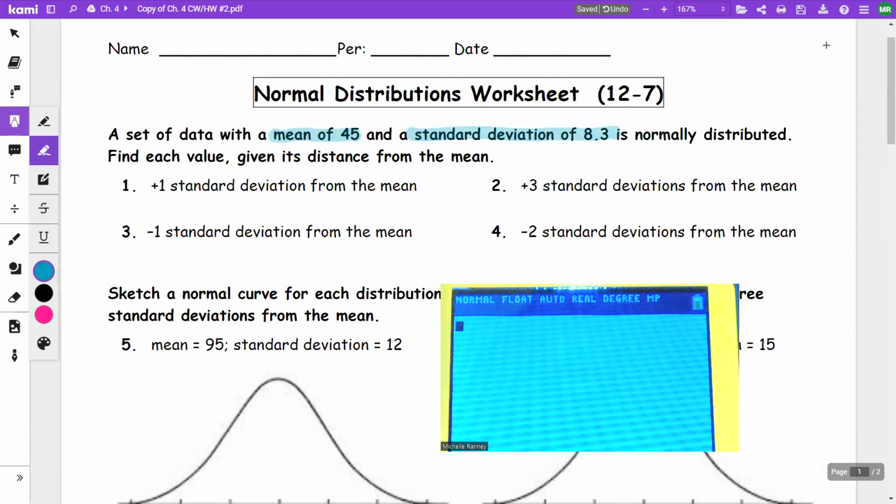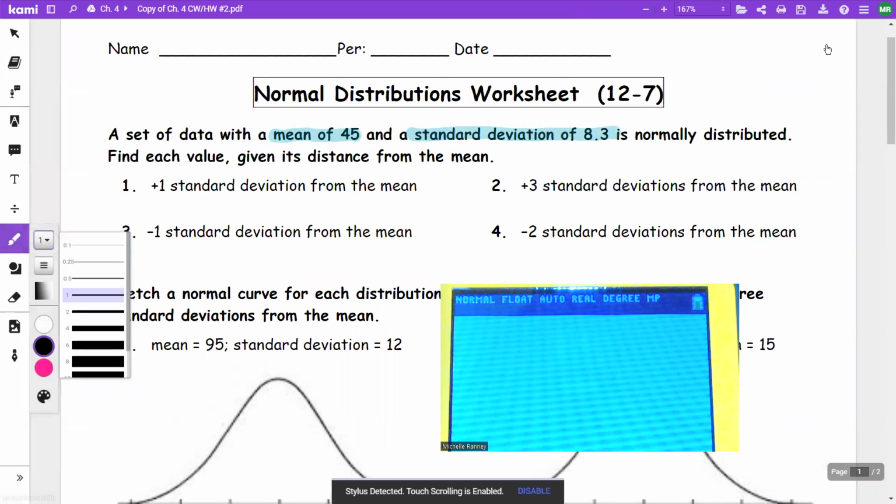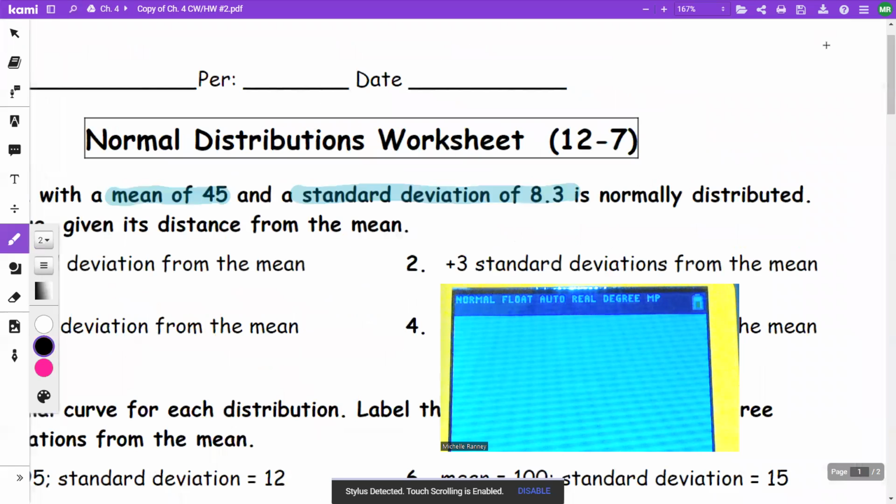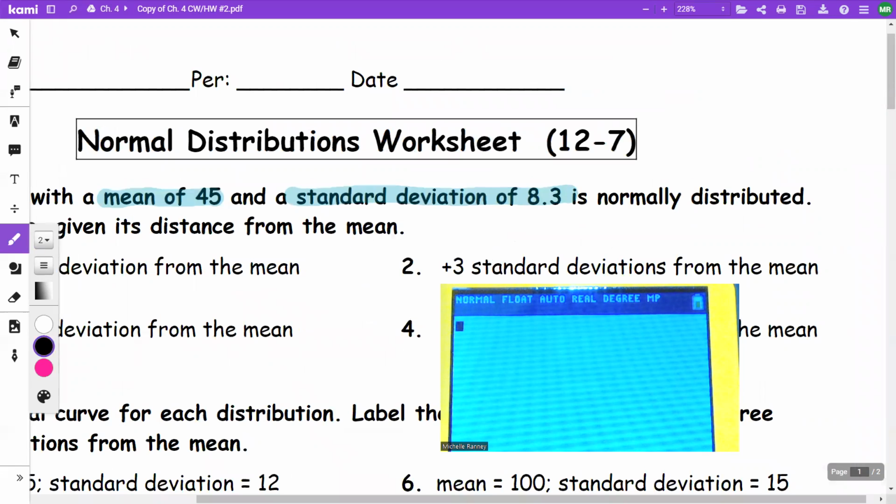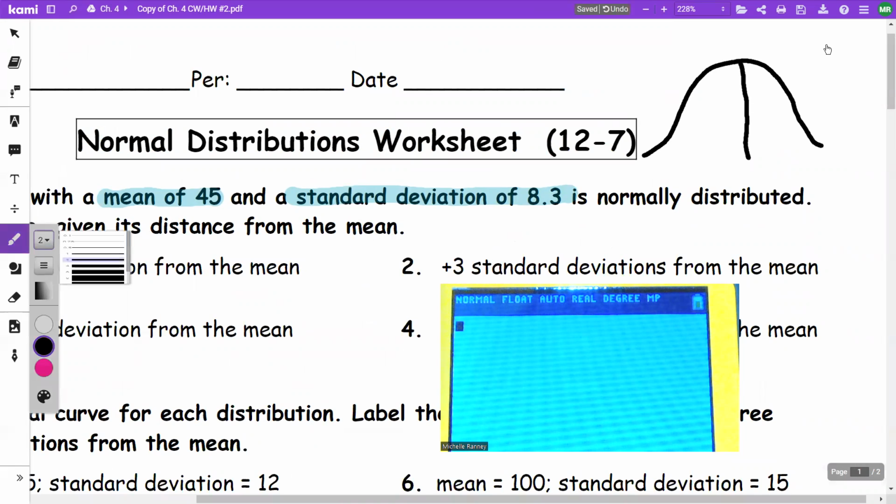So what's going to be happening here, I'm just going to make a sketch of this. We are going to have a normal curve with a mean of 45 and a standard deviation of 8.3. So that means when I go out one deviation, I'm going to add 8.3, then 2 deviations, 3 deviations.